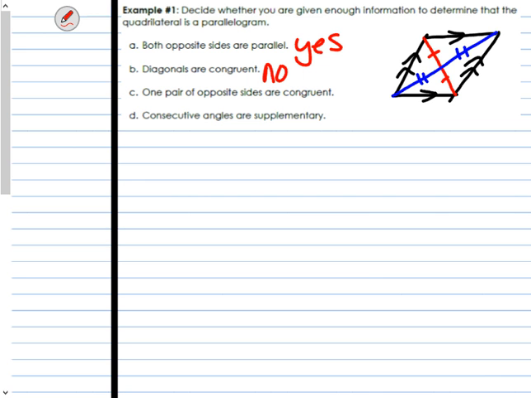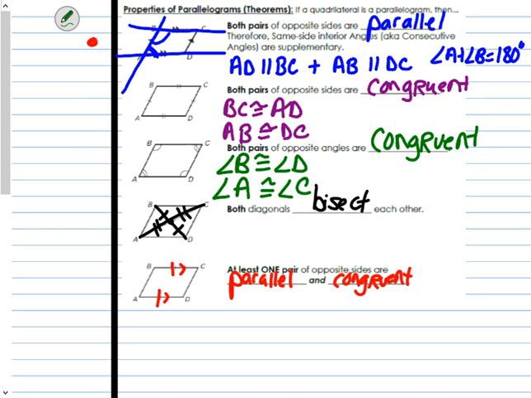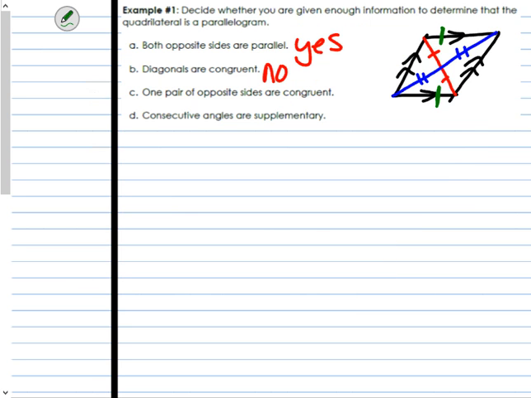Example 1C: one pair of opposite sides are congruent. So if I know that this side is congruent to this side, is that enough information to say this is a parallelogram? Well, looking back, I need both pairs of opposite sides congruent, or I need one pair of opposite sides to be congruent and parallel. And this just says one pair is congruent. So no, that would not be enough information on its own to say that that's a parallelogram.